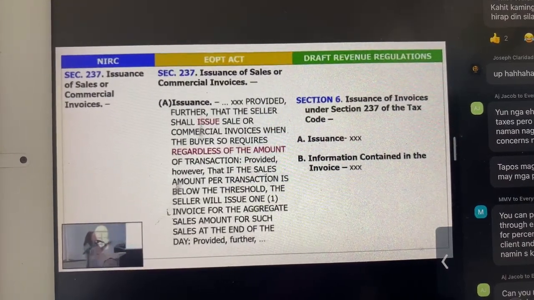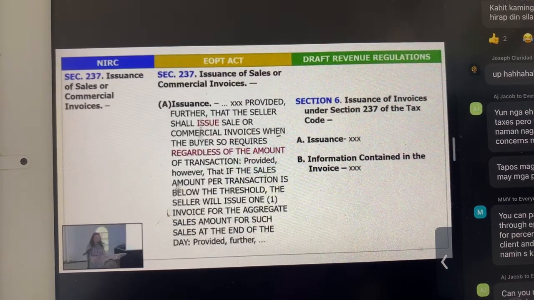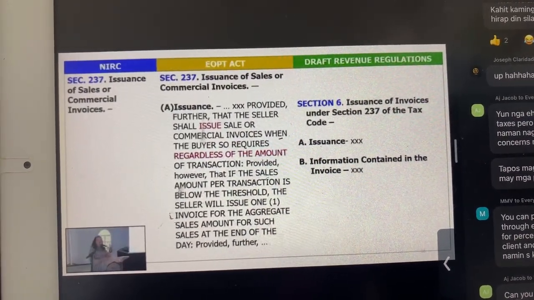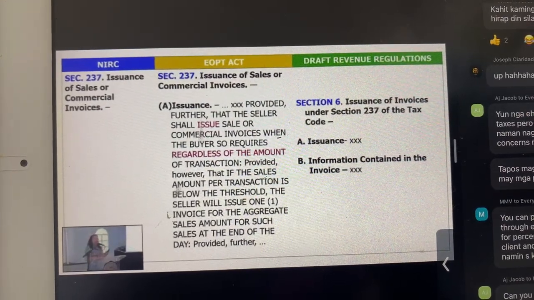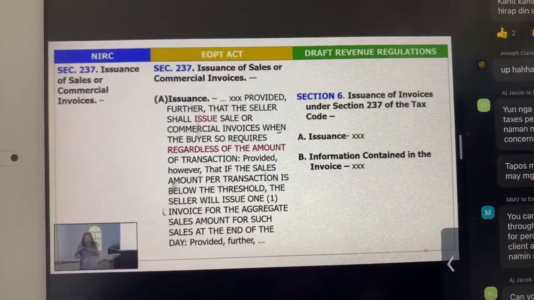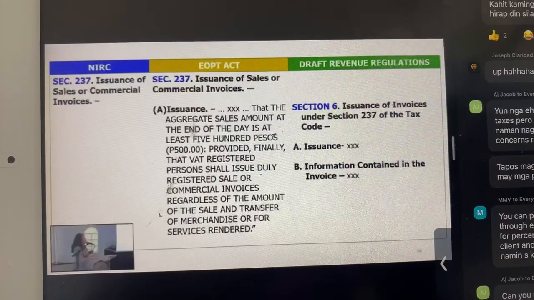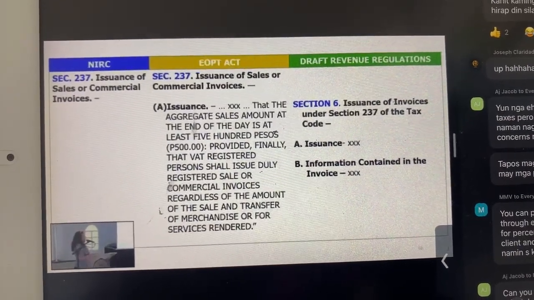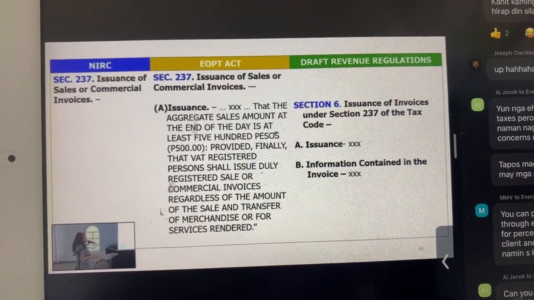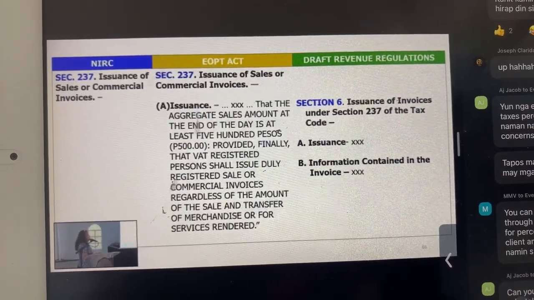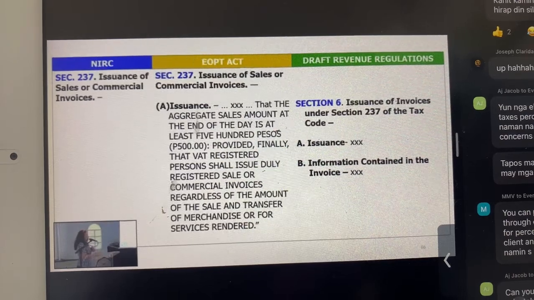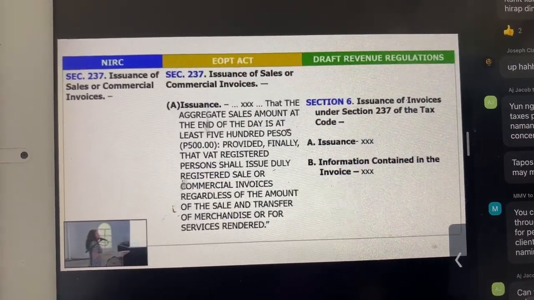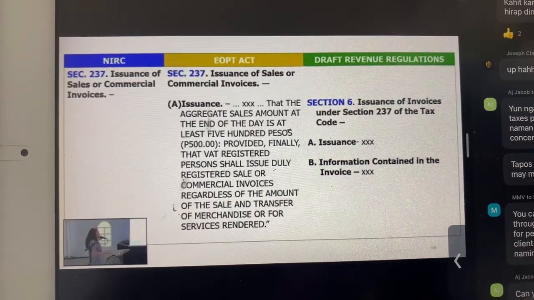Okay? Siyempre, may mga detalyeng ilalagay sa invoice. Ano ang ilalagay? Abangan nyo po ang susunod na kabanata. Sa RMC na po natin yan ilalabas. Okay? Next. The aggregate sales amount at the end of the day is at least 500 pesos, provided finally that the VAT registered person shall issue duly registered sale or commercial invoices regardless of amount of sale and transfer.